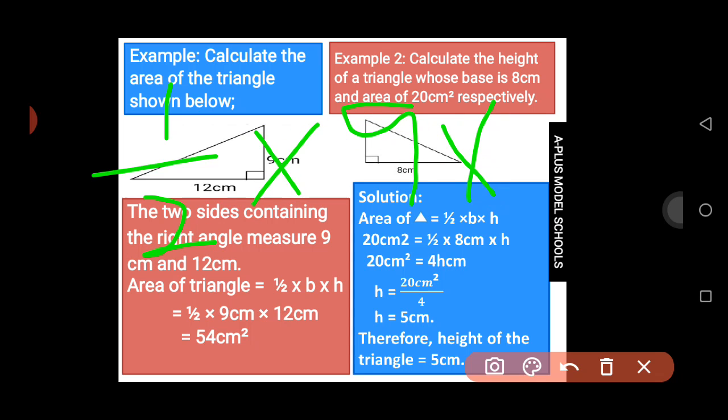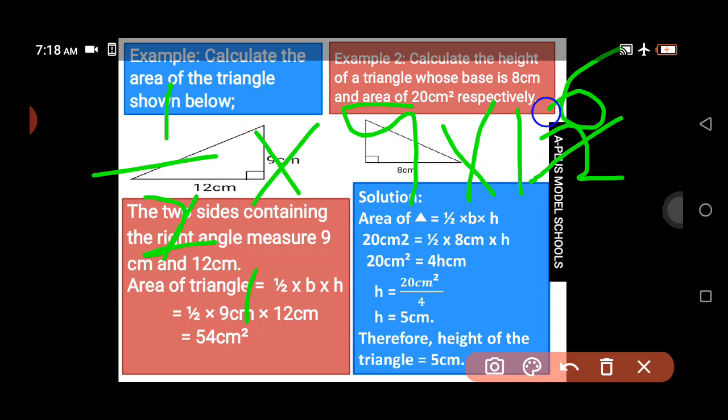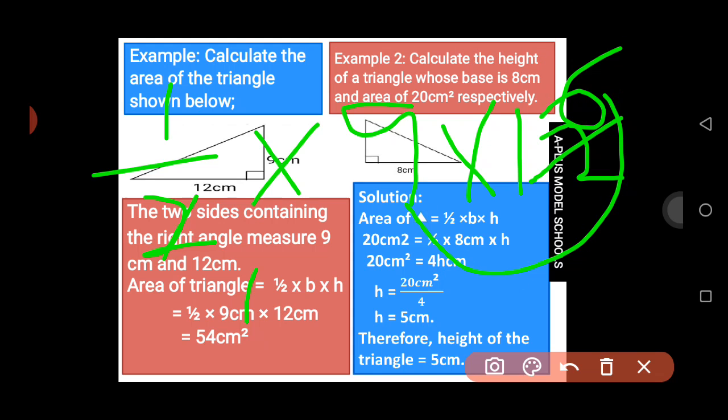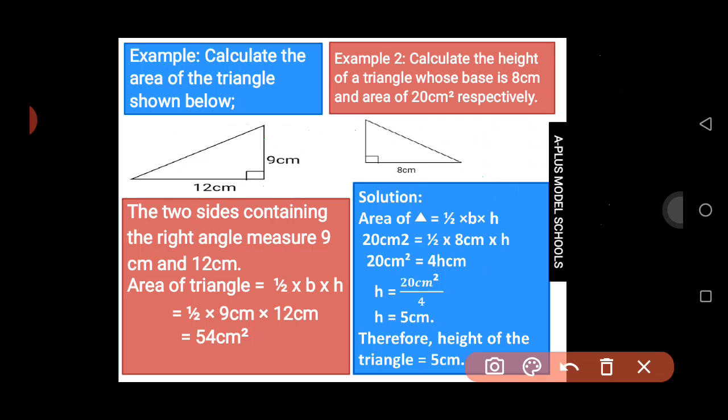Then 2 goes into 12, that is 6. So I have 9 times 6, and 9 times 6 will give you 54. So my answer is 54 centimeter square. Then to example 2.